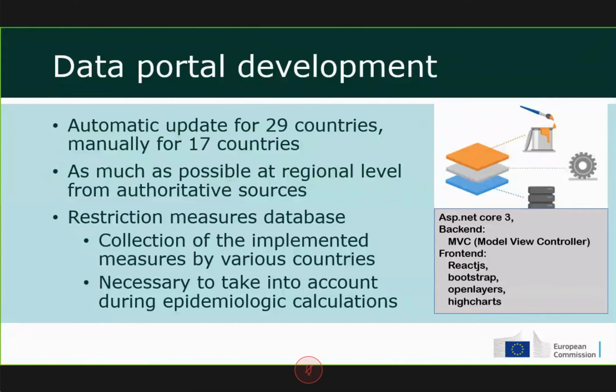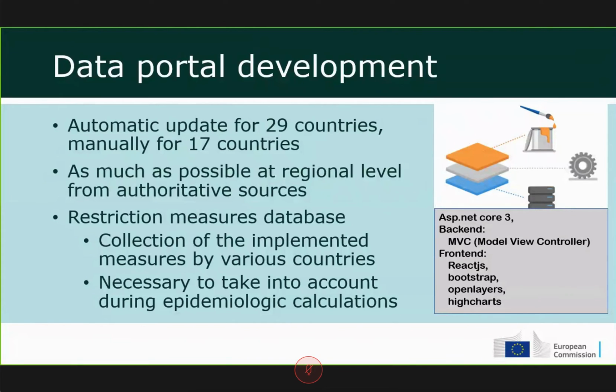Now we are collecting data from 29 countries automatically and from 17 countries manually. Why? Because for these 17 countries, we could not find an automatic way to take the data. In addition, we are storing data at regional level as much as possible. When the data are available at regional level, we store them at regional level. This is the only database that currently shows data at regional level on a European scale. There are many others, but they are not at such a level of detail. And I will demonstrate later why this level of detail is necessary for modeling purposes.